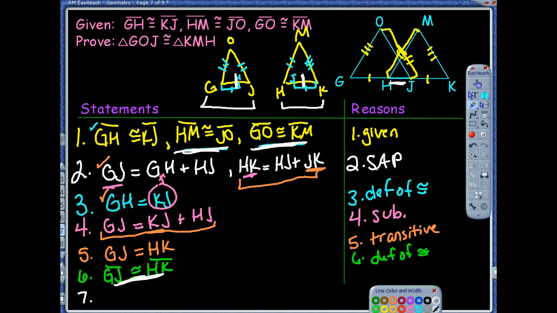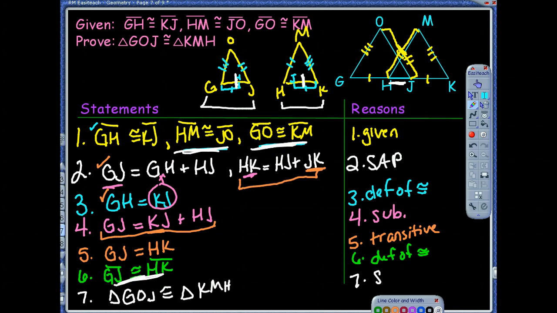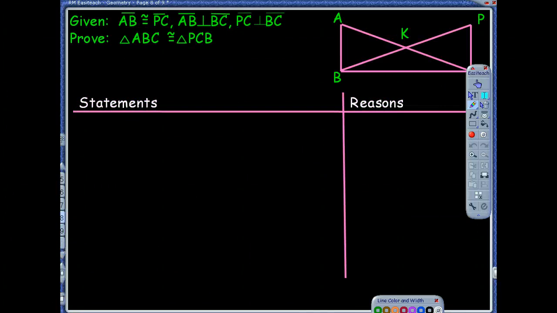All right. So now I can say triangle GOJ is congruent to triangle KMH. And that's because of side, side, side. So this one's tricky because you'd think right away you have all 3 sides, but you don't just because you were given that. Right. All right, last one.